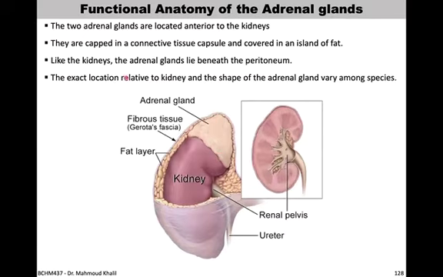Like the kidney, the adrenal gland lies beneath the peritoneum. What's the peritoneum? The peritoneum is the layer which surrounds the whole internal organs. The exact location relative to the kidney and the shape of the adrenal gland vary among species. So the shape and the location of the adrenal gland, as it says, vary among species.